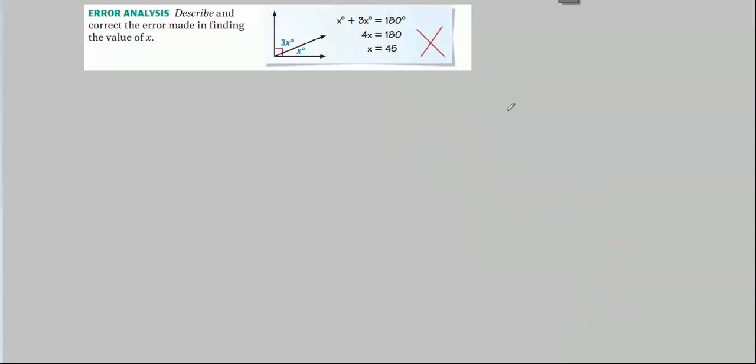And as I've mentioned before, I like these error analysis problems. It's good to take a look at common mistakes. Here's a common mistake, I suppose. What did he do wrong? Well, let's see here. If 3x plus x equals 180, and 4x equals 180, and x equals 45, the algebra is okay. This is the part he got wrong, after all.